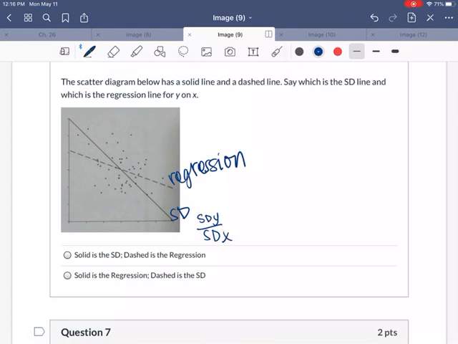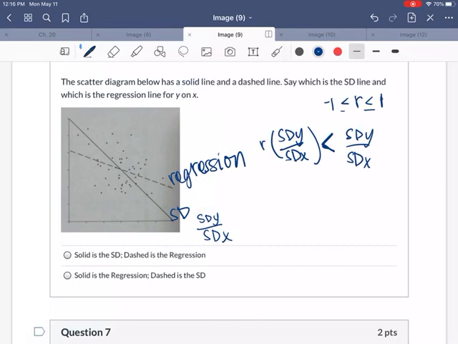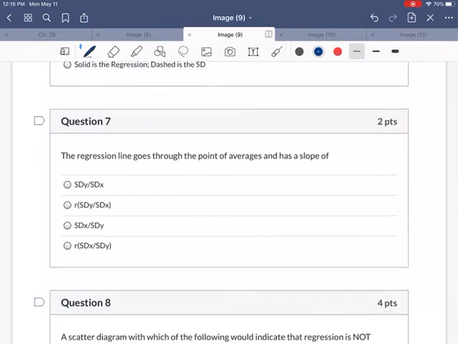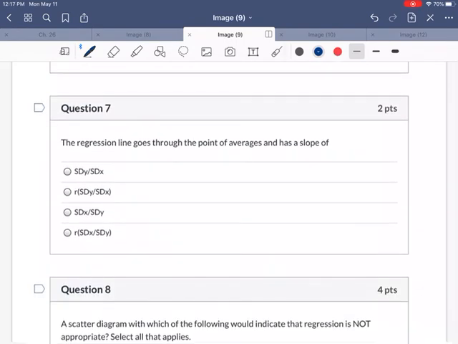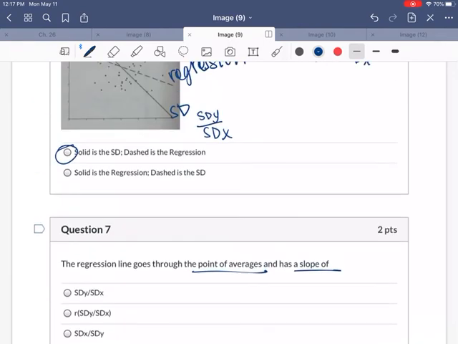And the reason for that is our slopes. The slope for the SD line is simply SD of y over SD of x. For regression, it's r times SD of y over SD of x. And remember, r is always a number in between 1 and -1. And so if you multiply by 0.8, this number here becomes smaller than just plain old SD of y over SD of x. Smaller slope means less steep. So the SD line is the solid line, dashed is the regression.